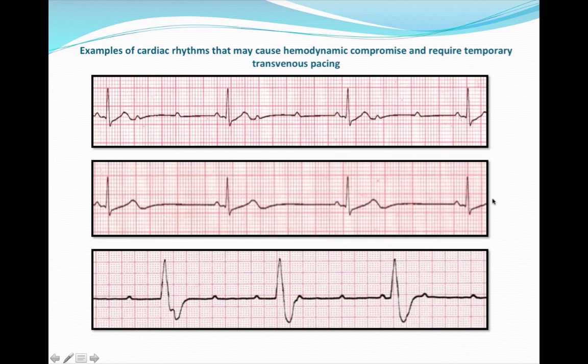Our middle rhythm there, what do you notice is going on there? We see a P for every QRS, but it happens to be really slow. So if this is the patient who is getting a pacer, symptomatic bradycardia.